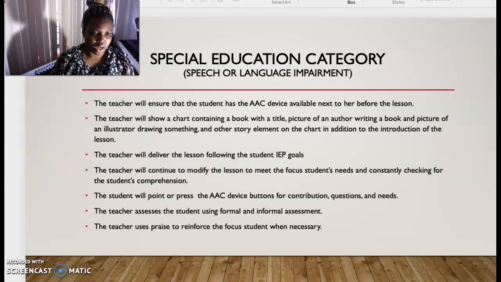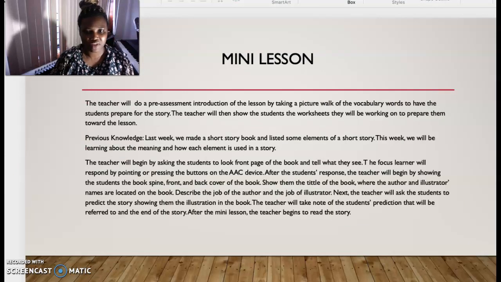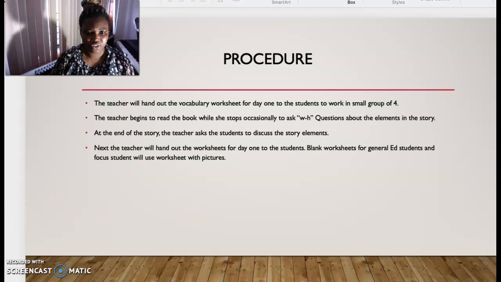So next we have the mini lesson. The mini lesson is getting the kids warmed up for the lesson, getting them familiarized with the lesson, and testing their prior knowledge, just to warm them up for the lesson. And next I have procedure. The procedure is step by step how this lesson is going to be taught to the students.